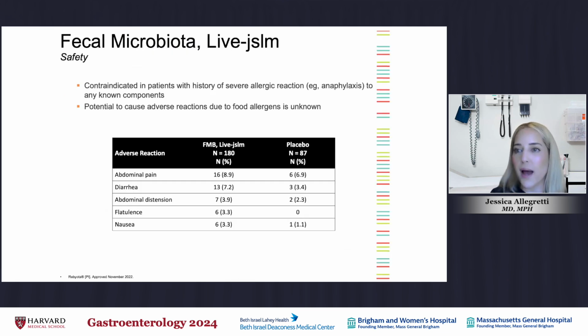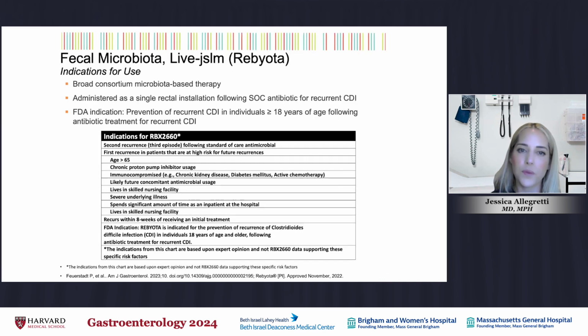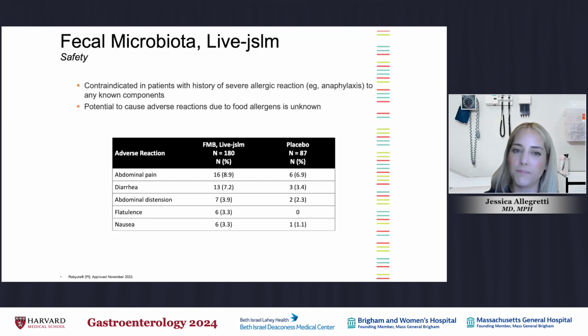In the clinical trials, this product looked overall very safe, really very few contraindications, and the adverse events reported in the trials were really mild GI side effects, very similar to what we see with FMT. I will also mention that this is administered as a single rectal administration, or enema, essentially, that's done in office. So you don't send somebody home with this, you do this in the clinic.